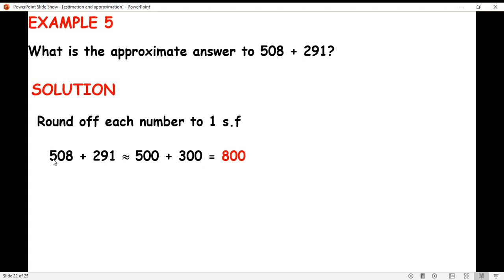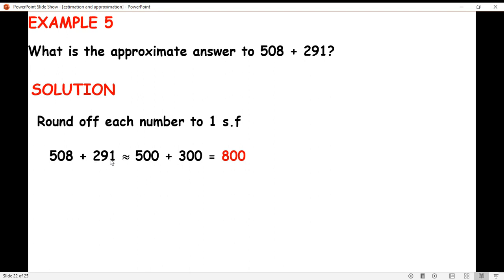Since this 5 is going to be my target digit, what will happen? You now look at the digit after it. It is 0. It's not up to 5. So that means this will turn to 0, or this is already 0. This one will also turn to 0. You now have 0, 0, 5. That is 500. That's how we got this.